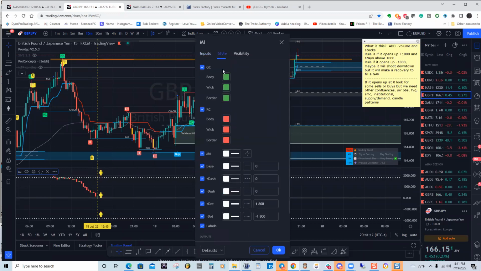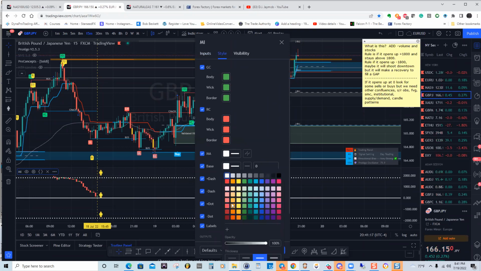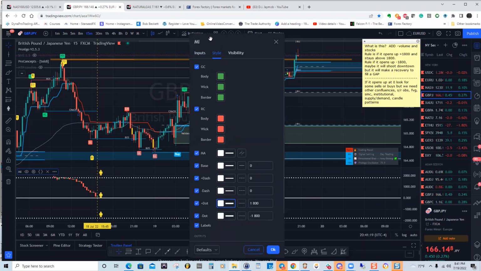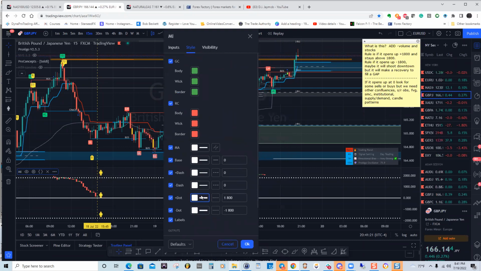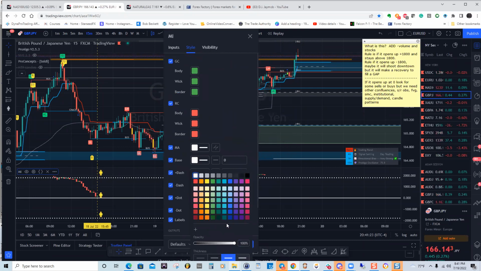And style is over here. Don't mess with this. Don't mess with that. Just come down here and make sure these. I like to have these thick so you can see the lines. Like these last two here. You could go to the one here, make it thicker. You can see, right, like that. But it's up to you.